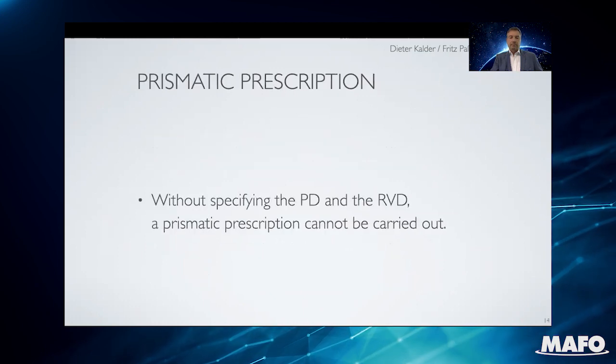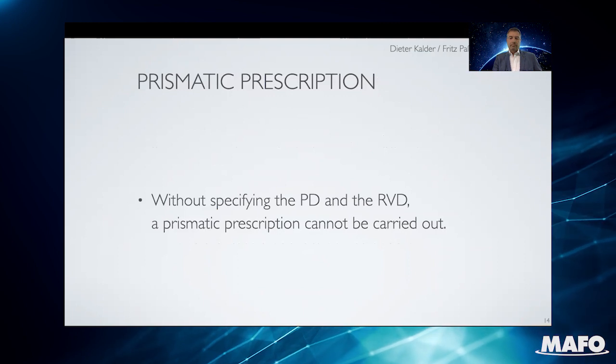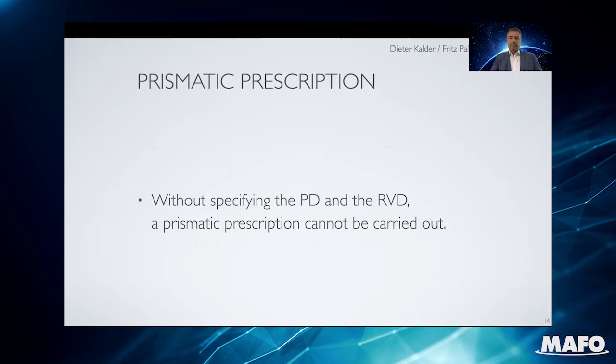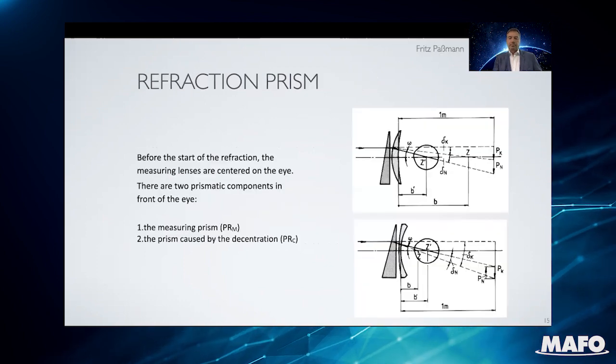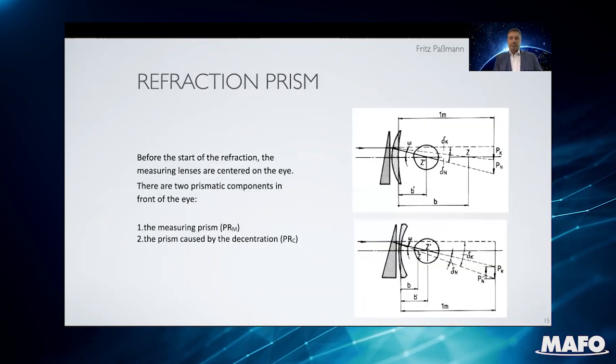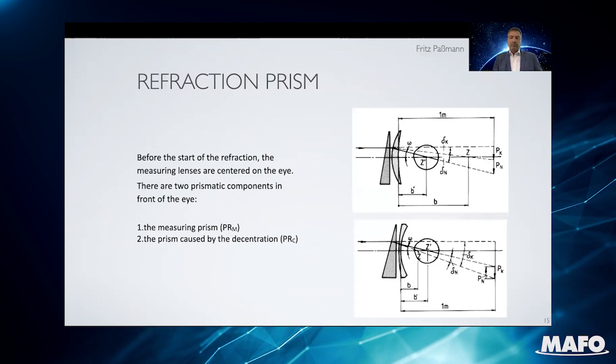The prismatic prescription. Very important. Without specifying the PD and the vertex distance, a prismatic prescription cannot be performed. In this slide, we see the trial frame and the correction lens in a refractive prism.